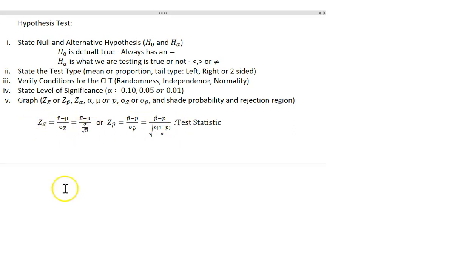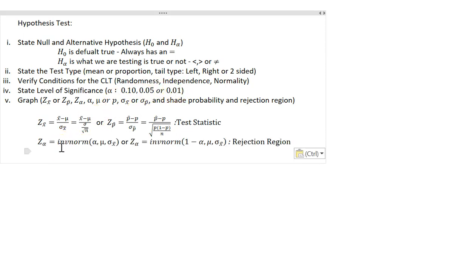Next, we need to plot our z-score for our level of confidence, either this 10%, 5%, or 1% of confidence. That is a z-score. We don't know the data value for it, but we know the area that z-score will give us. So we'll need to use the inverse norm for that. Okay. If I am doing a left tail test, I will use this formula because this will give me 10% of the area on the left side of the graph.